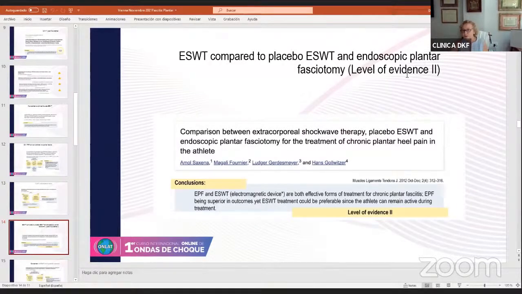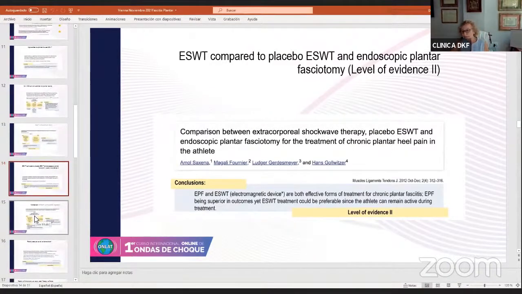This is a level 2 evidence study from Saxena, a very important study also involving Gerdesmeier and Kolditzer. It comes to the conclusion that both treatments are, of course, good treatments for chronic fasciitis. Only if we do endoscopic plantar fasciotomy, the athletes cannot remain active in comparison to our shockwave group. And this could be very important.